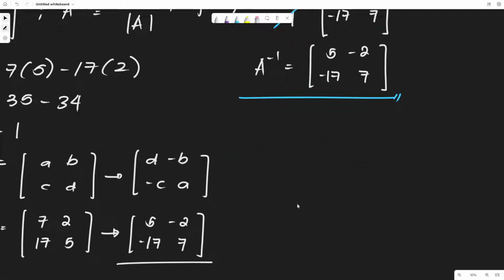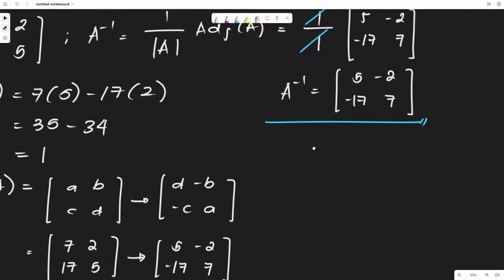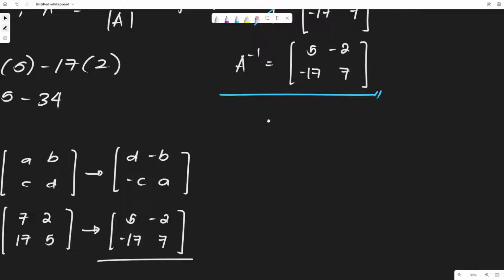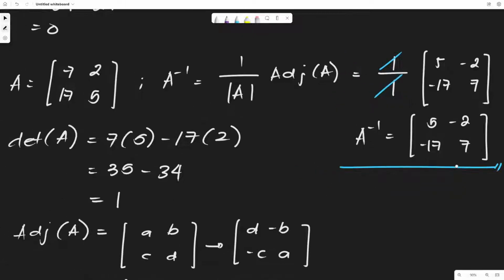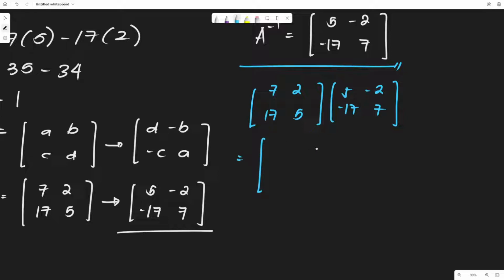Okay? So, another example, I have here letter B. But by the way, let's check if what we got is correct. Remember, by the definition, the original matrix multiplied by its inverse is equal to an identity matrix. So let's just multiply. Just to check: 7, 2, 17, 5, then 5, negative 2, negative 17, 7. The identity should come out here.